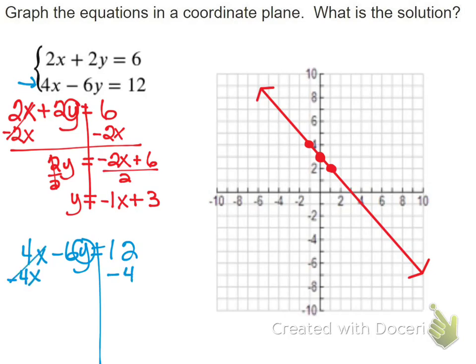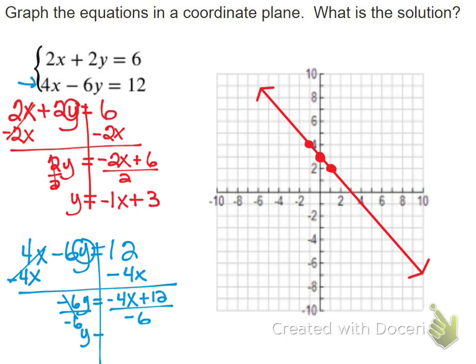Can I take 12 minus 4x? No, because they're not like terms. So I'm going to write what first? The negative 4x. Then what do I get rid of? Divided by 6. What type of 6 is that? Negative. Take that negative with it. That's right.